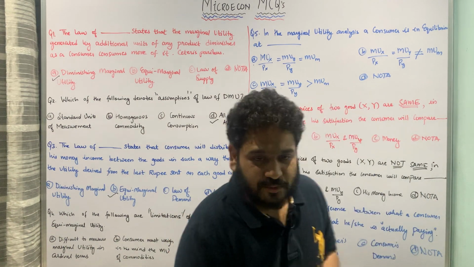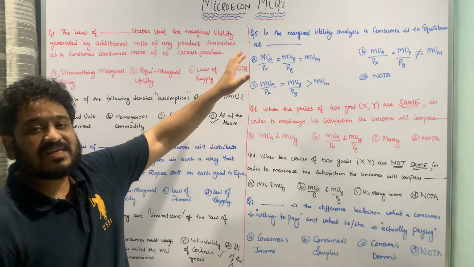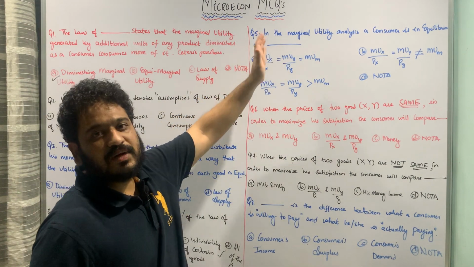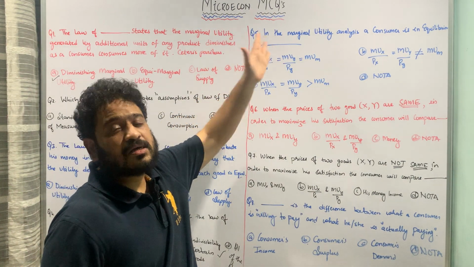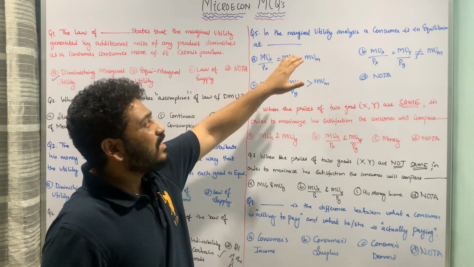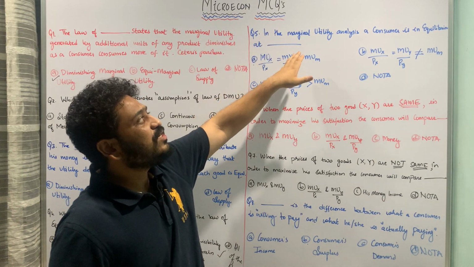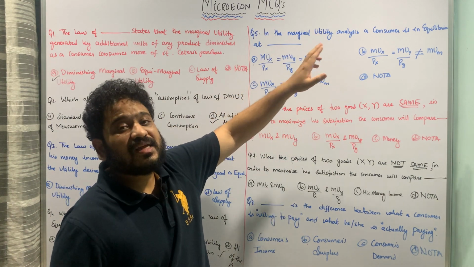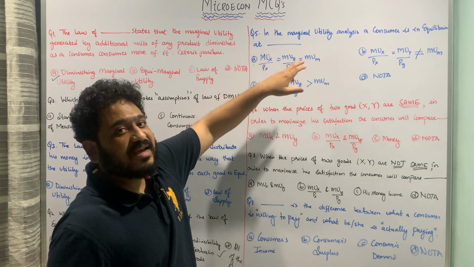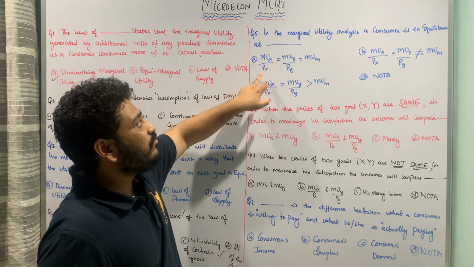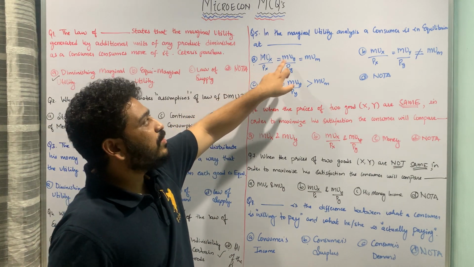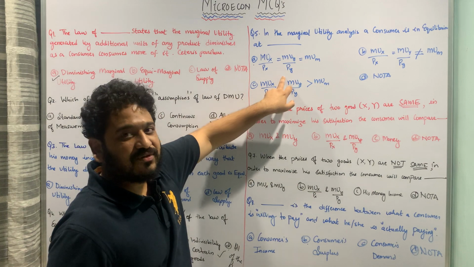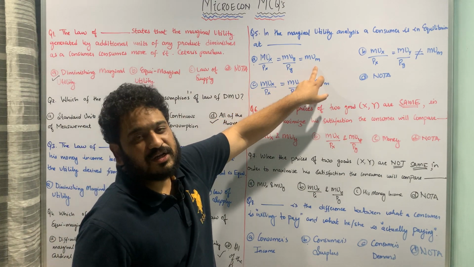Let us now move to the next question, which is talking about consumer's equilibrium or the situation of consumer equilibrium in the marginal utility analysis or cardinal utility analysis. And the question is, in the marginal utility analysis or cardinal utility analysis, a consumer is said to be in equilibrium at a point where marginal utility of x to price of x is equal to marginal utility of y to price of y is equal to marginal utility of money.